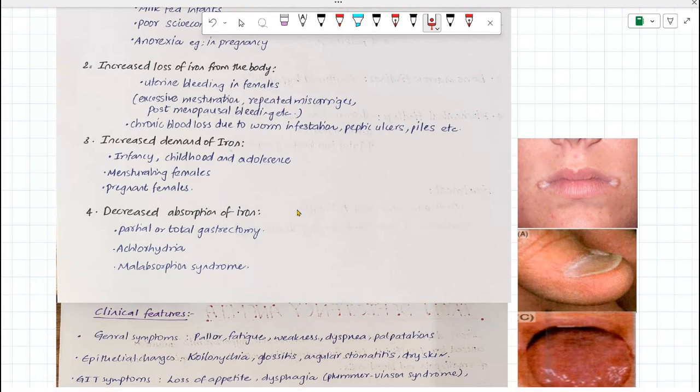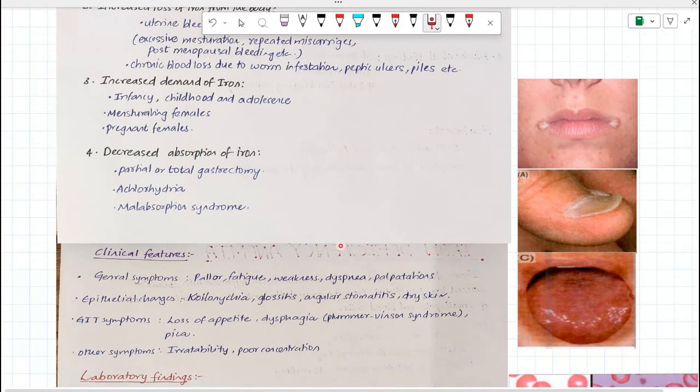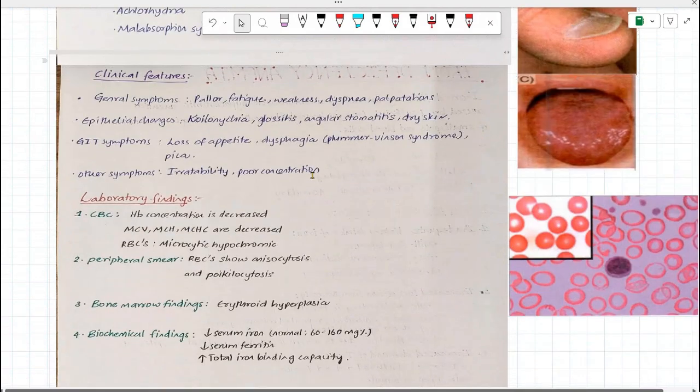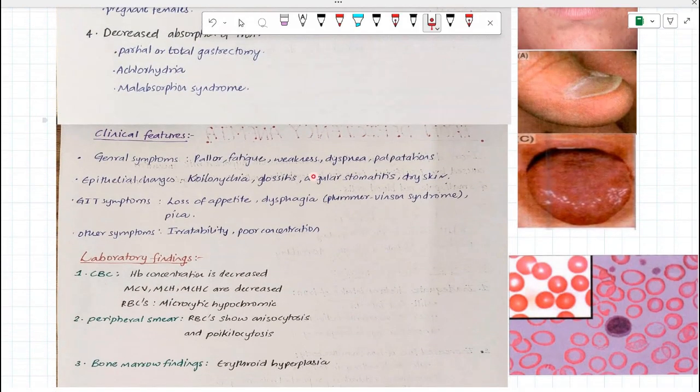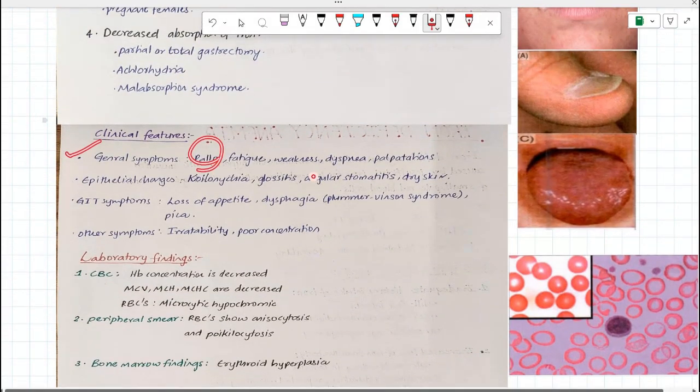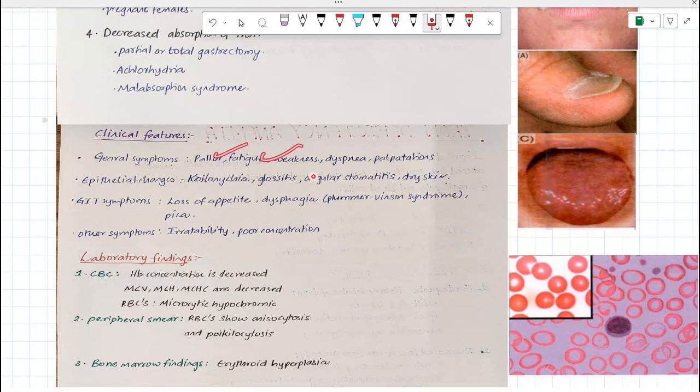Now, let us look at the clinical features of iron deficiency anemia. So, what are the symptoms? The general symptoms include pallor, the pale appearance of the patient, fatigue, weakness, dyspnea, and palpitations. The epithelial changes, or the tissue changes, are koilonychia, that is the spoon-shaped nails. The subject manifests spoon-shaped nails. Glossitis, angular stomatitis, and dry skin.